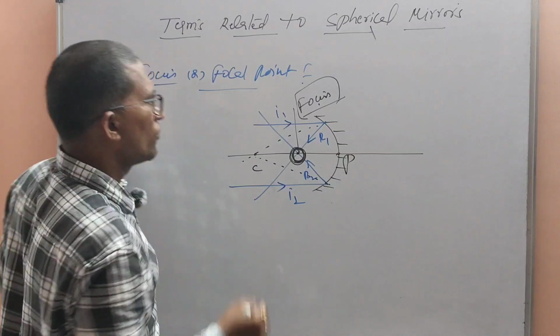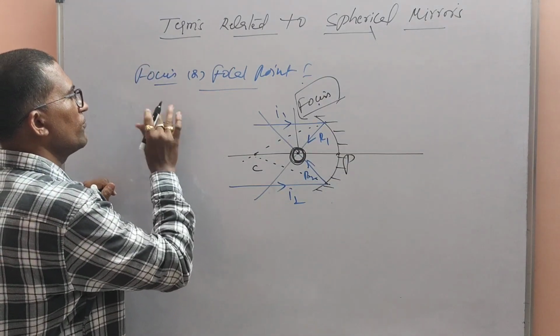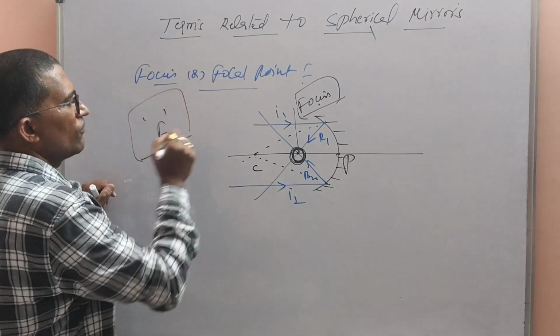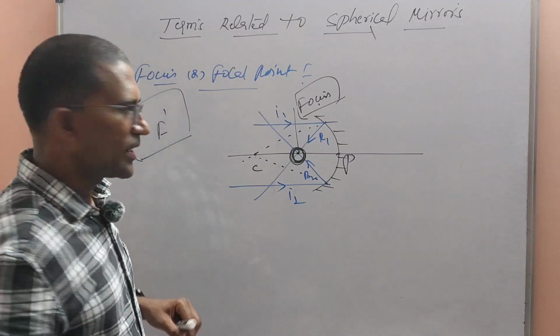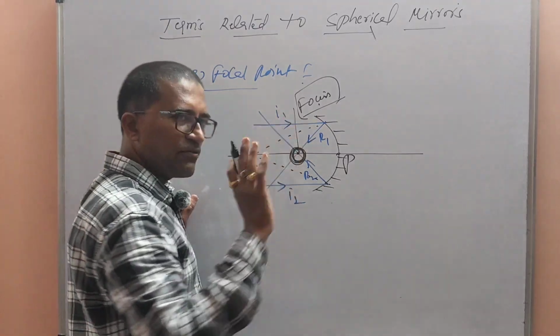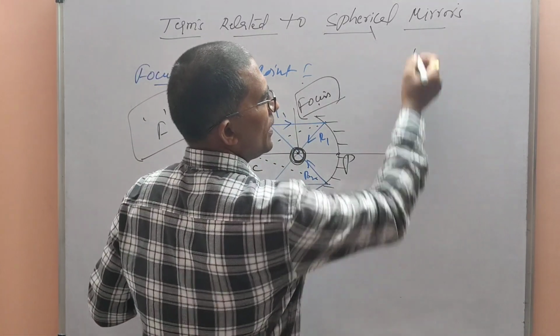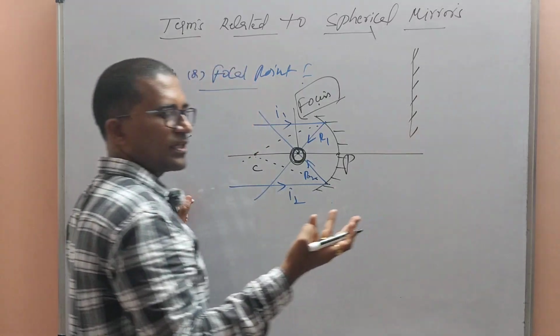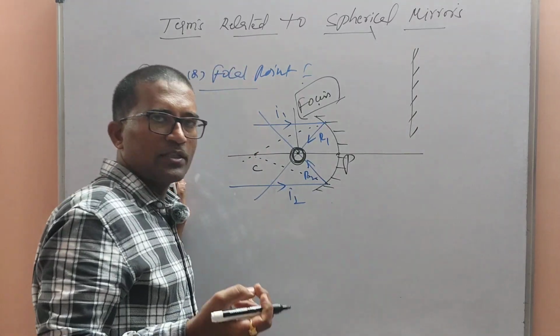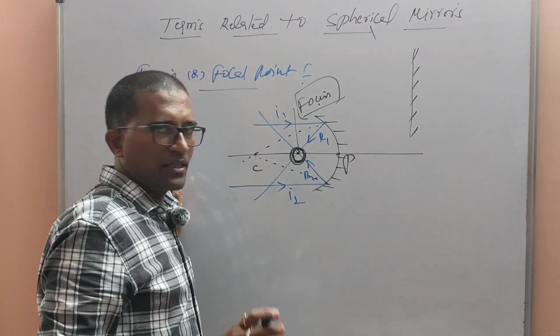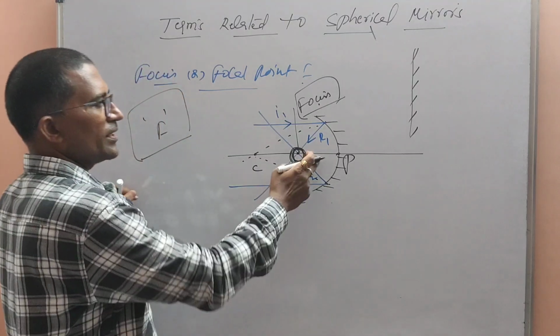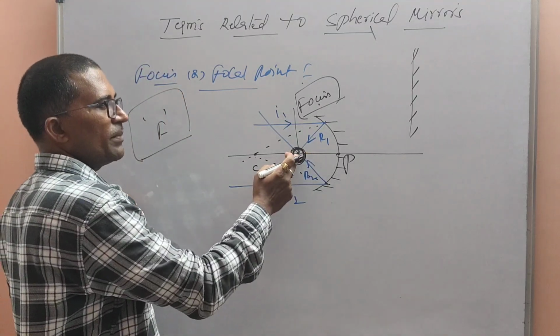Remember this. This focus is denoted by letter F, capital F. Remember, focus will always be with capital F. So we won't find any focus in case of plane mirror. In case of plane mirror, no center of curvature, no pole, no focus, no radius of curvature, nothing. In case of concave mirror, the focus will be in front of the mirror.